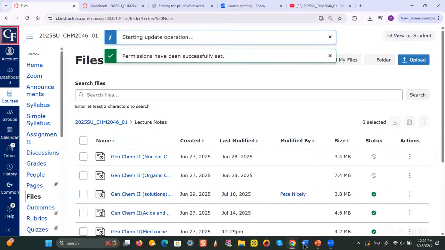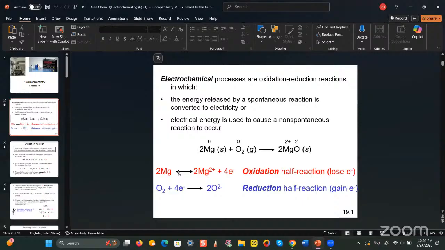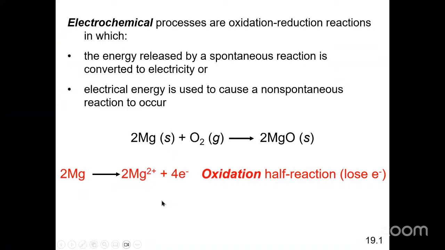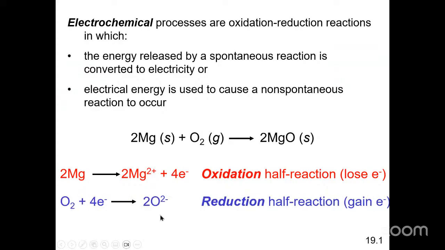Okay, so as I was saying, the magnesium is losing electrons and it forms a magnesium ion. So therefore we call this the oxidation half reaction. And then those electrons will be gained by the oxygen to form the oxide ions, and that would be the reduction half reaction.